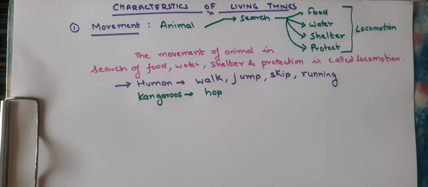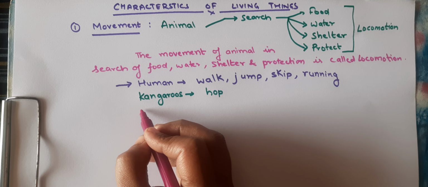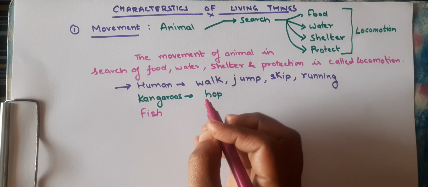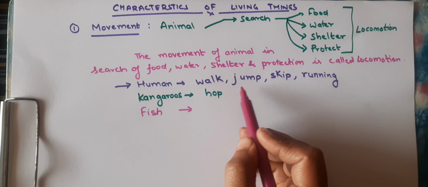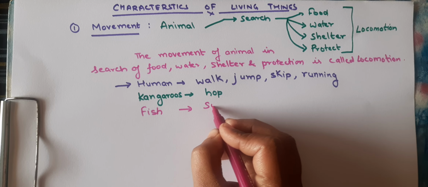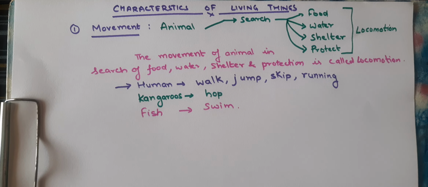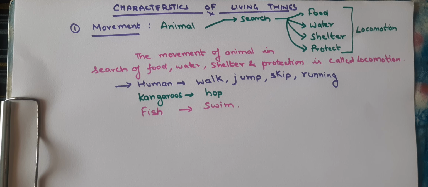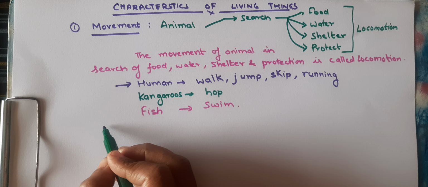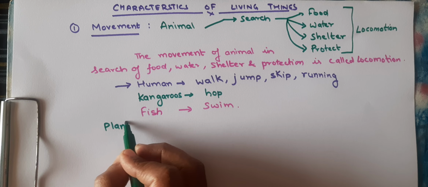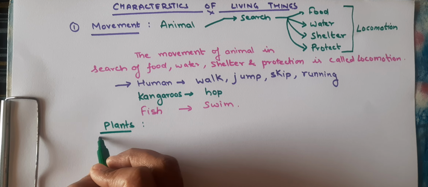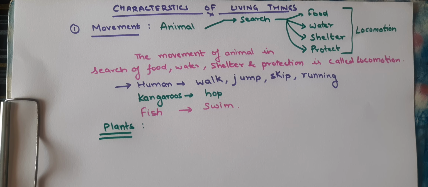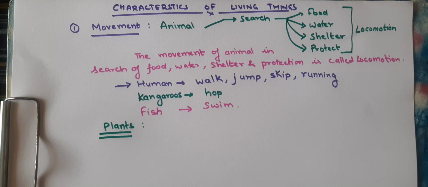Okay, now some living organisms live in the sea, like fish. Fish cannot jump or skip, right? So what is their movement? They do swimming. Now it's not like only animals show some movement. Some plants also show movement. Movement does not mean that they can move from one place to another. You cannot see a plant running for its food, shelter, something like this.